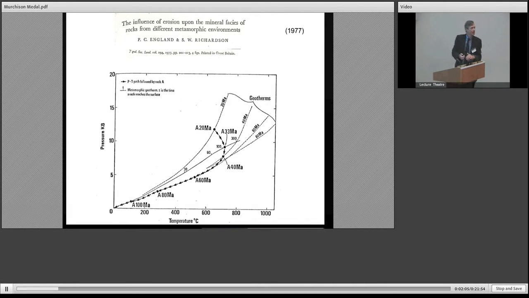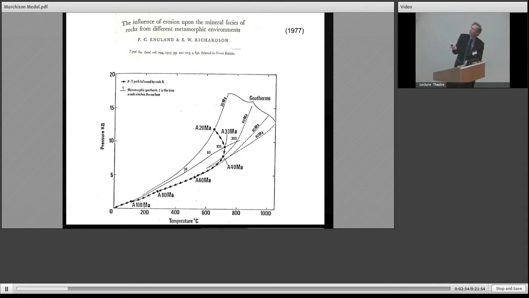But what England and Richardson essentially said was, no, that's not it at all. The metamorphic geotherm is simply one point on a PT path, which could be as much as right angles to that geotherm. So this launched a whole new study in trying to decipher what the pressure temperature path of a rock was, because the tectonic information, of course, is locked up in what this PT path looks like.